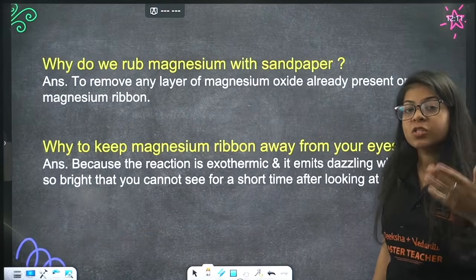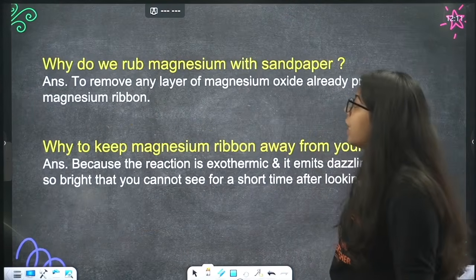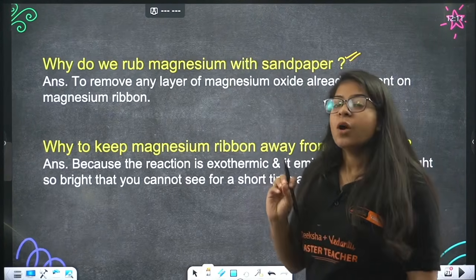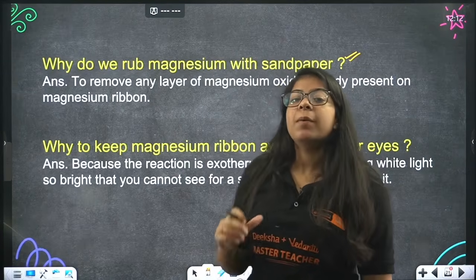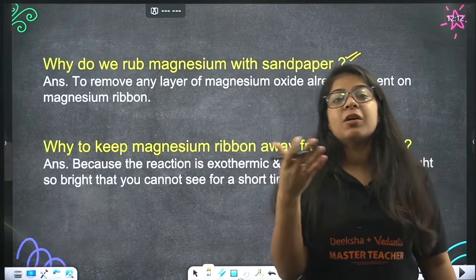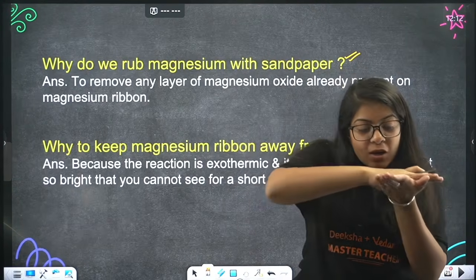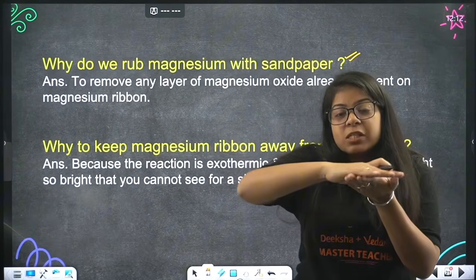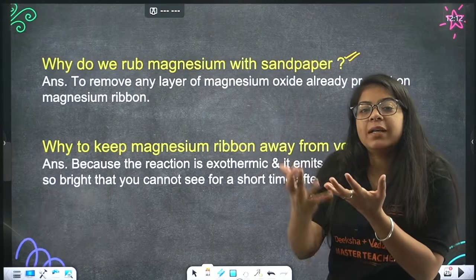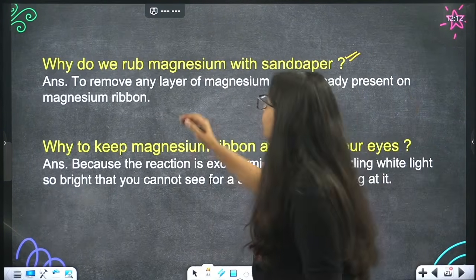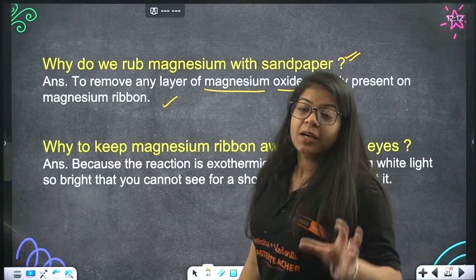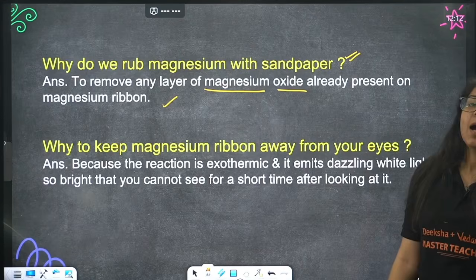Now some of the questions based on this reaction can be asked. Okay, why do we rub magnesium with sandpaper? Now beta, what happens is we want pure magnesium, right? But magnesium, whenever it gets in contact with air, it turns into MgO, right? So a layer of MgO is deposited on the surface. So to remove that layer and to get pure magnesium under it, we rub it with the sandpaper. To remove any layer of magnesium oxide already present on magnesium ribbon, we rub this magnesium ribbon with our sandpaper.